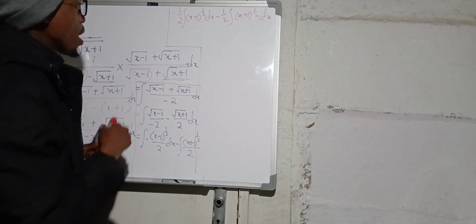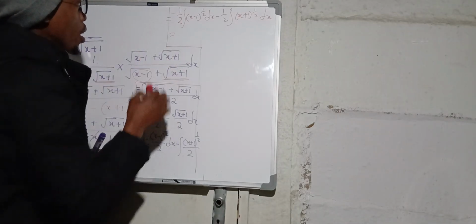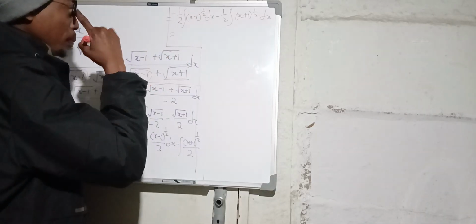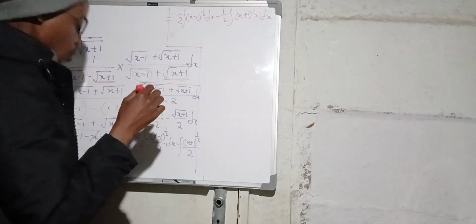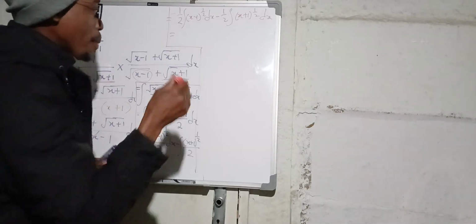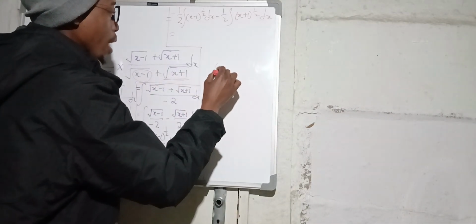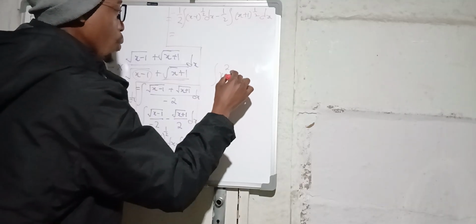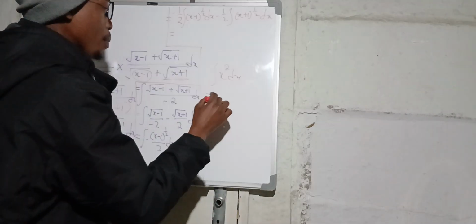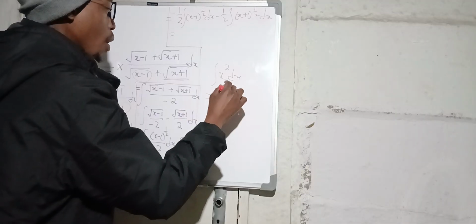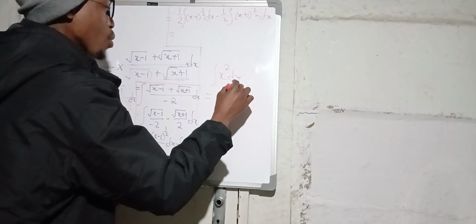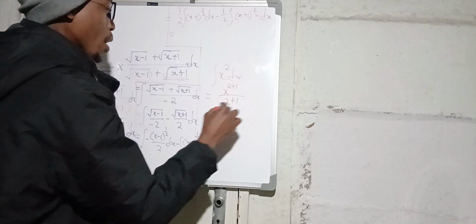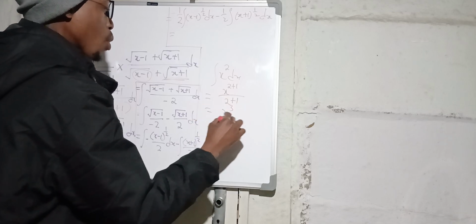When I integrate, I'm going to drop the half. When I drop the half, it's going to be something like this. When we integrate x to the power of 2, remember what it is that we do? We end up having x to the power of 2 plus 1 in the denominator, 2 plus 1, which is going to be x to the power of 3 all over 3.